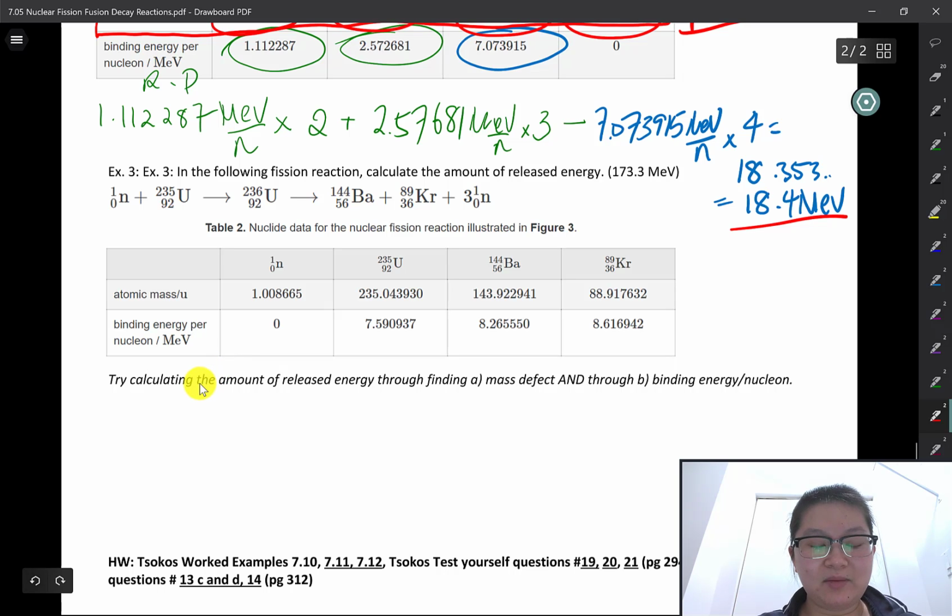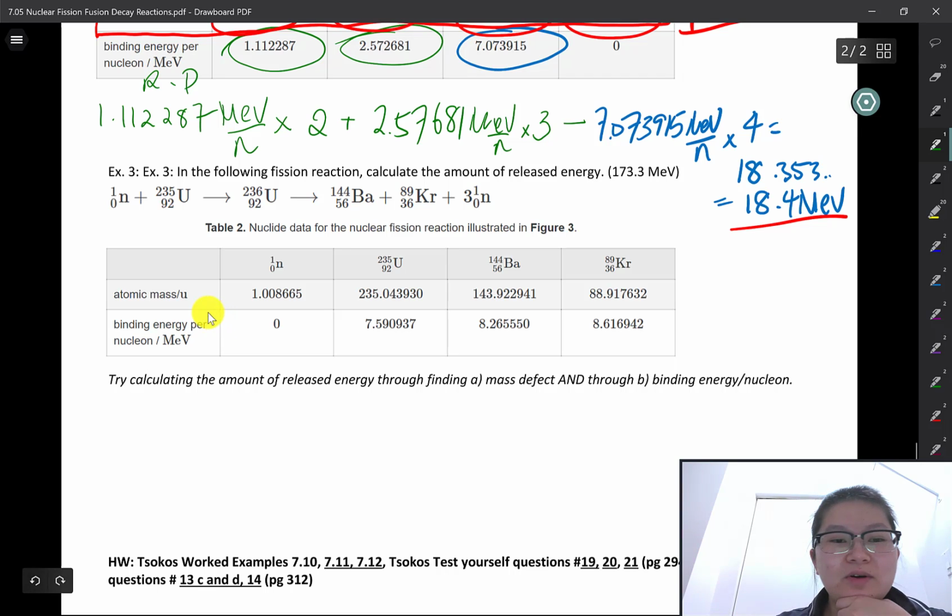Try calculating the amount of released energy through finding A, the mass defect, and through binding energy per nucleon. So we did that in the last question, but I guess we will do it again for extra practice. And this is going to be extra annoying because there's going to be even more things here that we have to calculate. But alas, let's just get to it.